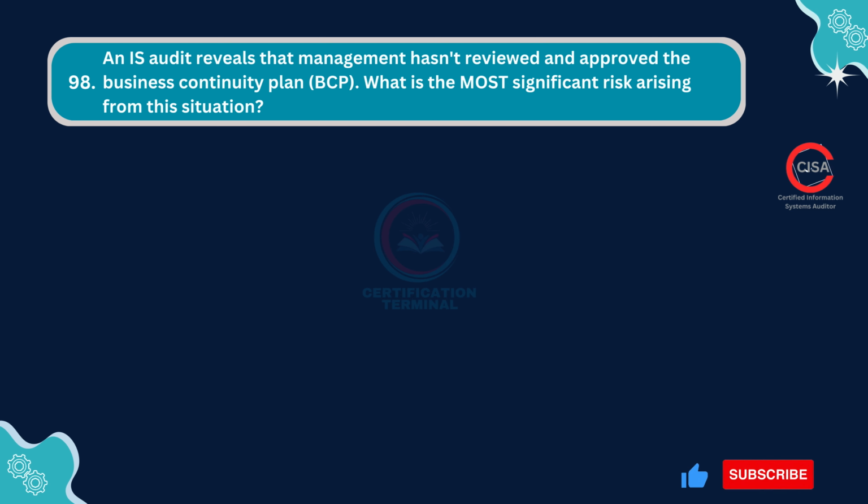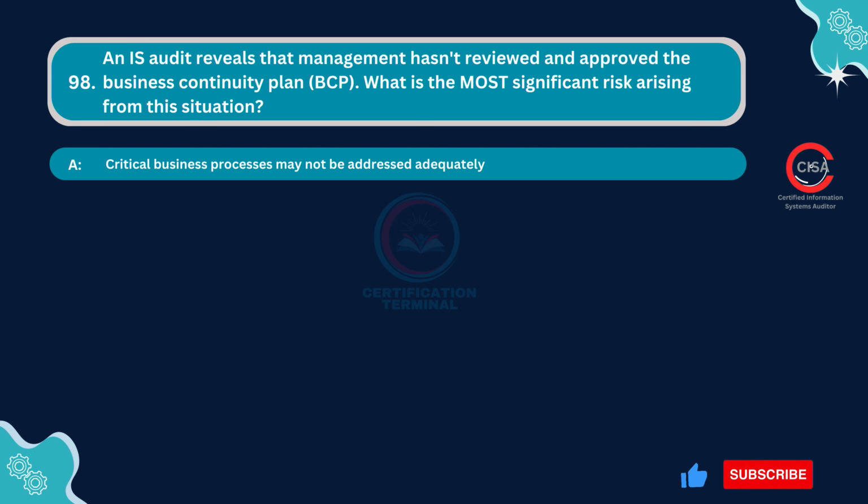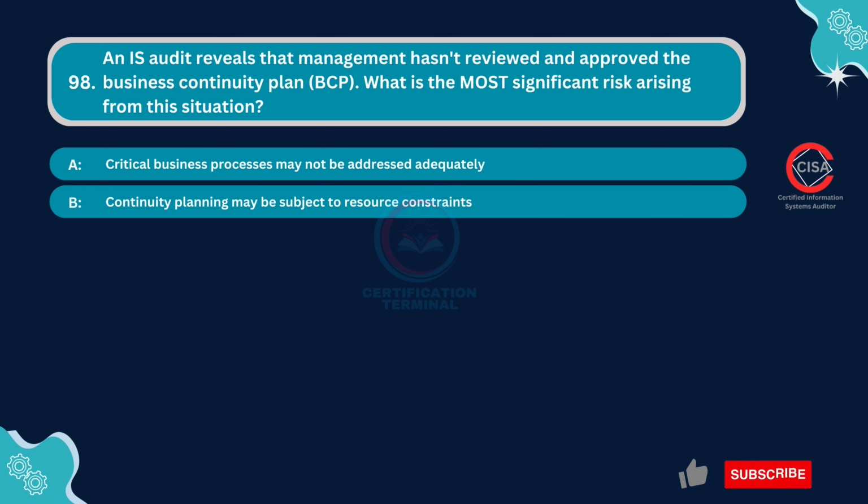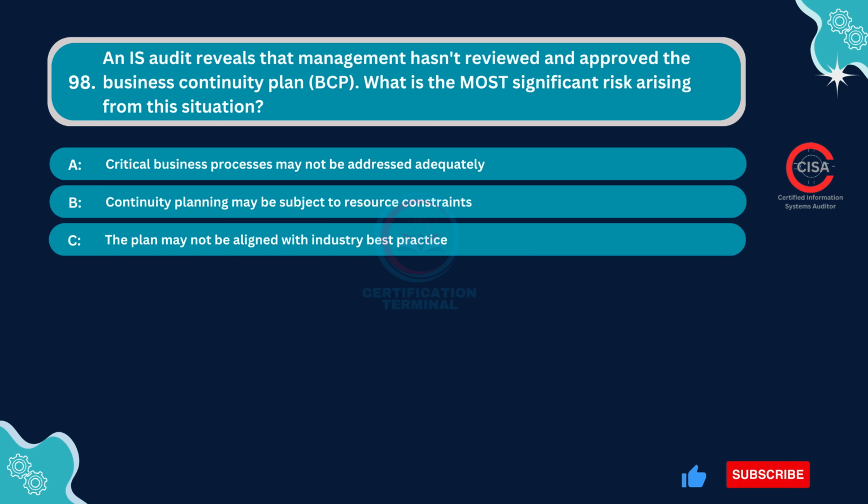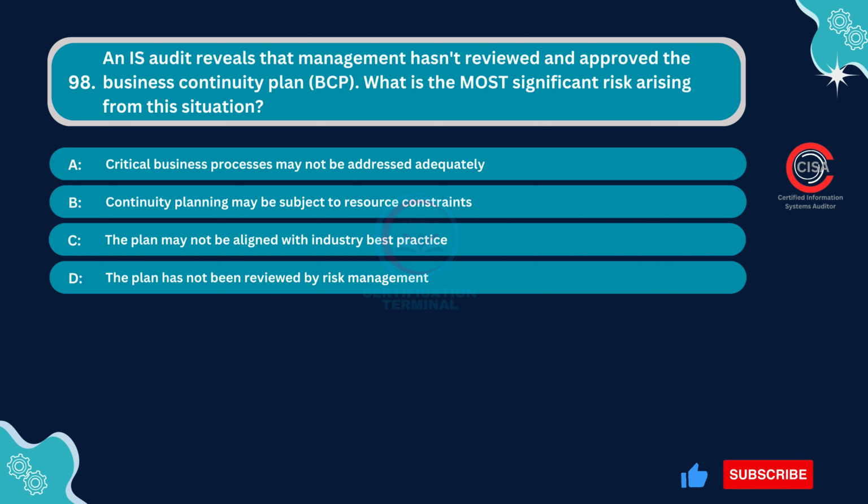Question number 98. An IS audit reveals that management hasn't reviewed and approved the business continuity plan. What is the most significant risk arising from this situation? Option A, critical business processes may not be addressed adequately. Option B, continuity planning may be subject to resource constraints. Option C, the plan may not be aligned with industry best practice. Option D, the plan has not been reviewed by risk management.